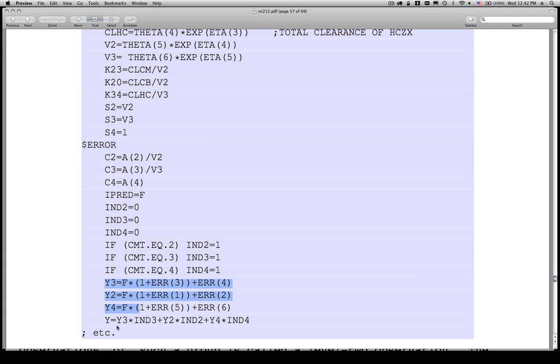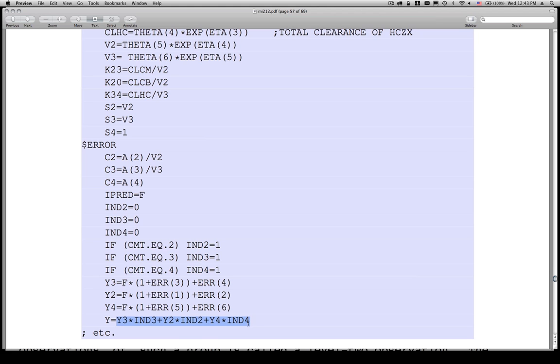The final statement here is the observed data is equal to each one of these predictions times their indicator variable. Each one of these is on only once per record. The variable that's turned on is the prediction for the compartment that we're concerned with. So at any one time, only one of these is being used in the prediction. If it's compartment 3, it will be indicator 3 or the metabolite plasma concentration.